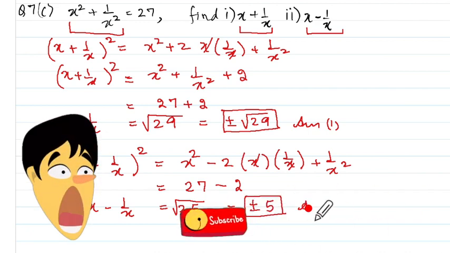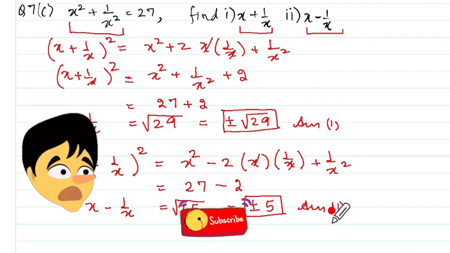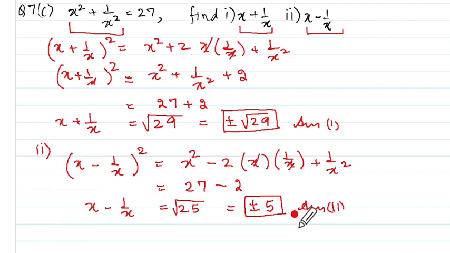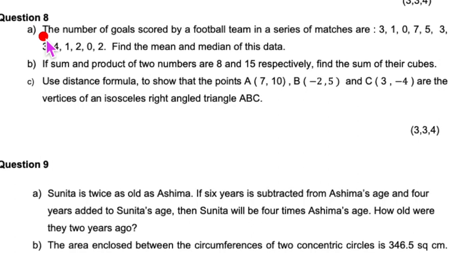Now be very careful. If you don't write that plus or minus sign here, then you will lose some marks. So be careful of that. This finishes question 7c. Number 8a. Number of goals scored by a football team in a series of matches are these. Find the mean and the median of this data.